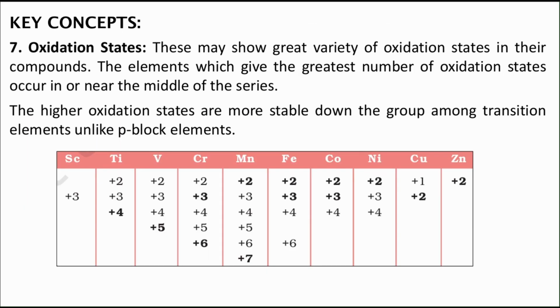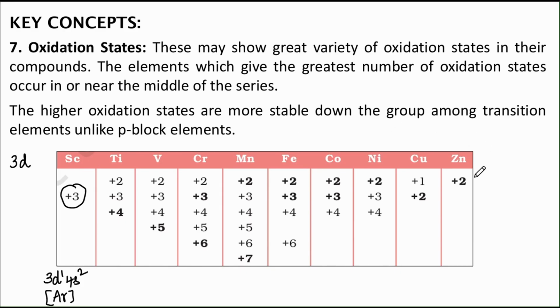The next concept is oxidation states. The d block elements exhibit a wide variety of oxidation states. So we can see the oxidation states of the 3d series. Scandium exhibits only one oxidation state, and that is +3. The electronic configuration of scandium is 3d1 4s2. After the loss of all 3 electrons, scandium acquires the noble gas configuration, that is, the argon configuration. So in scandium the only stable oxidation state is +3.